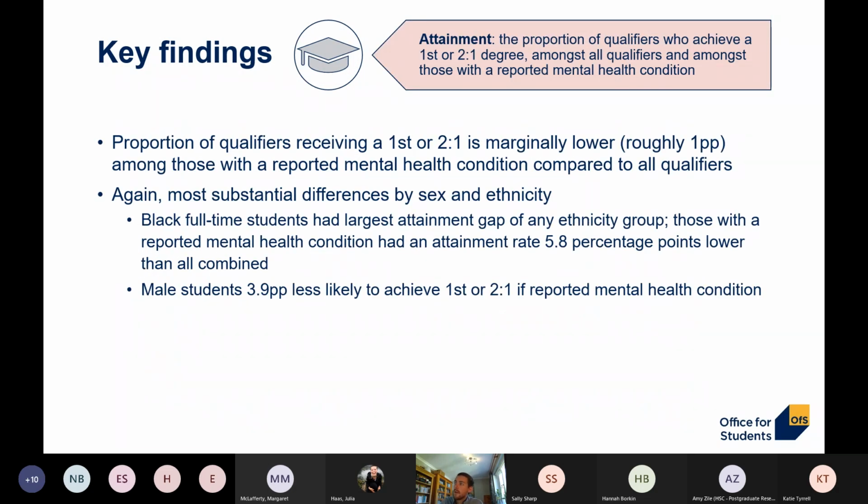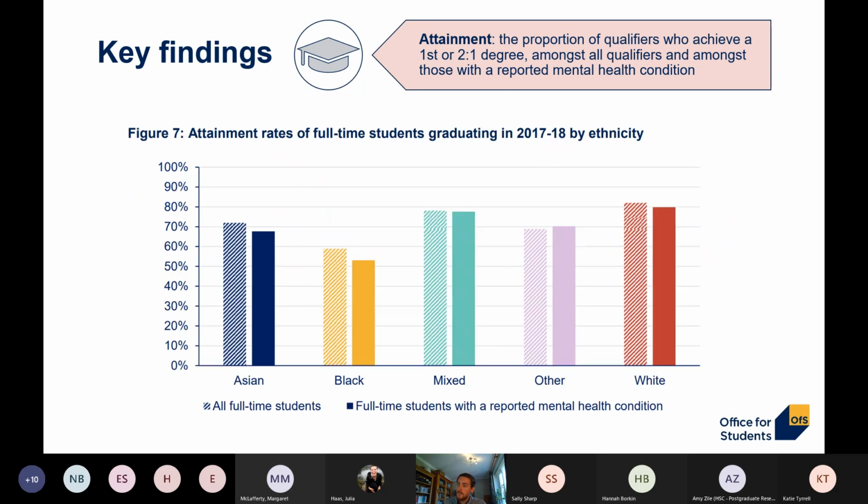So now we'll look at attainment, and if you recall, this is the proportion of qualifiers achieving a first or 2-1 degree. We actually found that this was only marginally lower amongst those with a reported mental health condition when compared to all qualifiers, but we did find substantial differences by sex and ethnicity again. So again, Black full-time students had the largest attainment gap of any ethnicity group of around 6 percentage points. And male students were also roughly 4 percentage points less likely to achieve a first or 2-1 if they reported having a mental health condition.